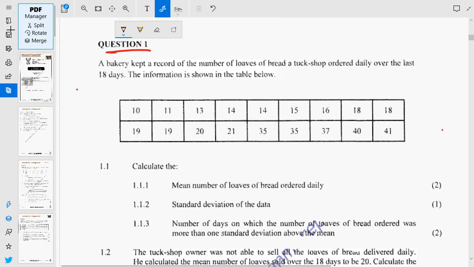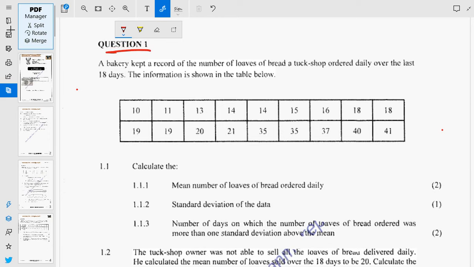All right, so this paper kicks off with a stats question. And I think this was a straightforward question. They say a bakery kept a record of the number of loaves of bread a tuck shop ordered daily over the last 18 days. The information is shown below. Okay, so nothing hectic there.